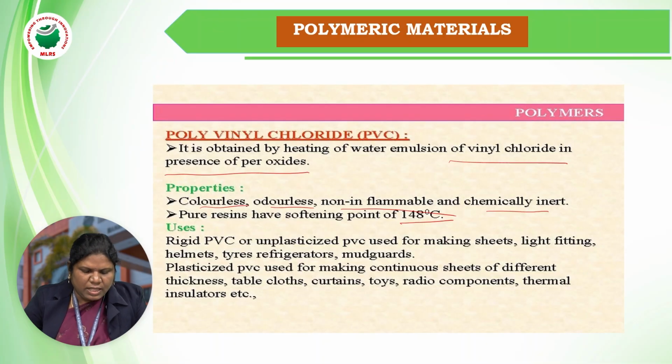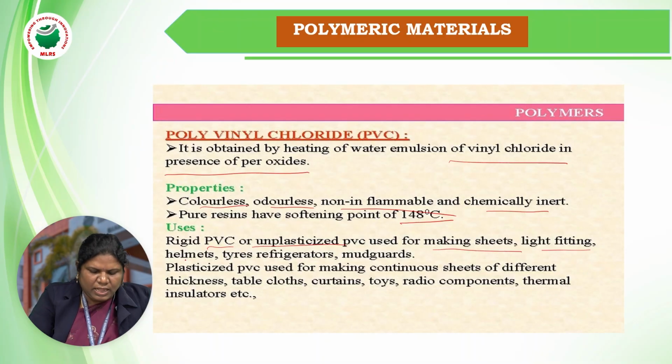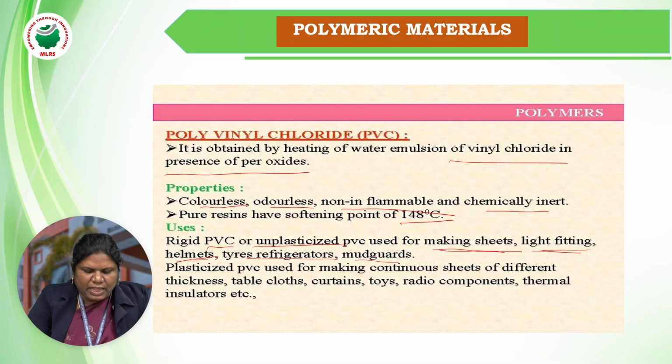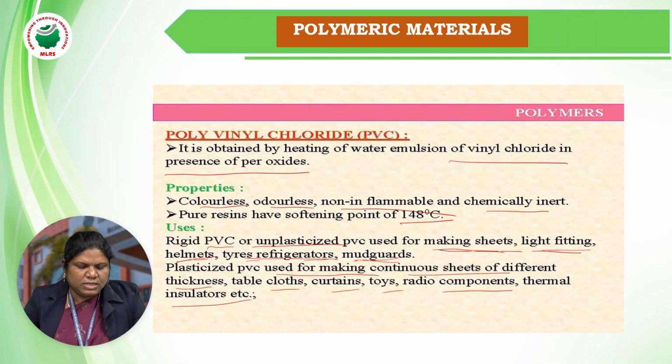Uses: this PVC is divided into unplasticized PVC and plasticized PVC. Unplasticized PVC is used for making sheets, light fittings, helmets, tires, refrigerator sheets, and mudguards. Plasticized PVC is used for making continuous sheets of different thickness, tablecloths, curtains, toys, radio components, and thermal insulators. These are the two types of PVCs and the uses of polyvinyl chloride.